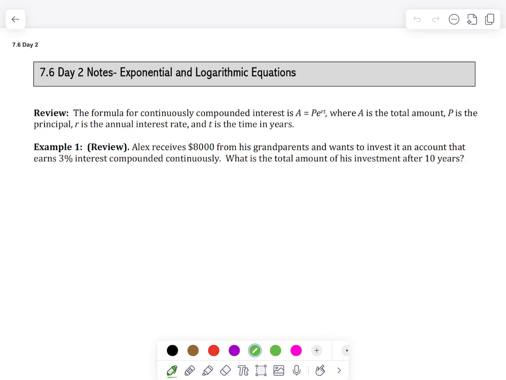All right, review. We've used our compound interest formula, or we could nickname that the Pert equation, in a previous lesson. So this first example will be review for you. Alex has $8,000, so that's going to be our principal, from his grandparents, and wants to invest in an account that earns an interest of 3%. So our interest rate as a decimal is 0.03. It's compounded continuously, and we're going to invest it for 10 years, so that's our time.